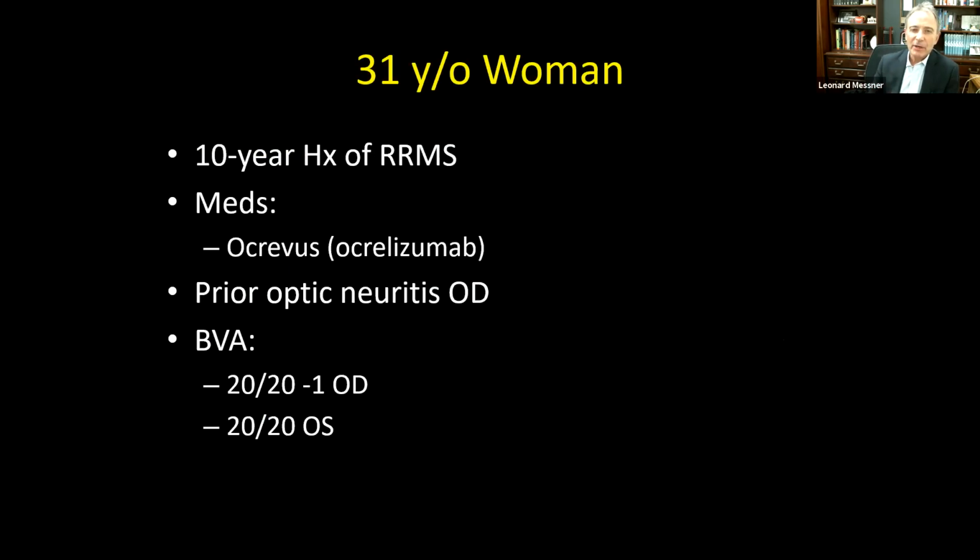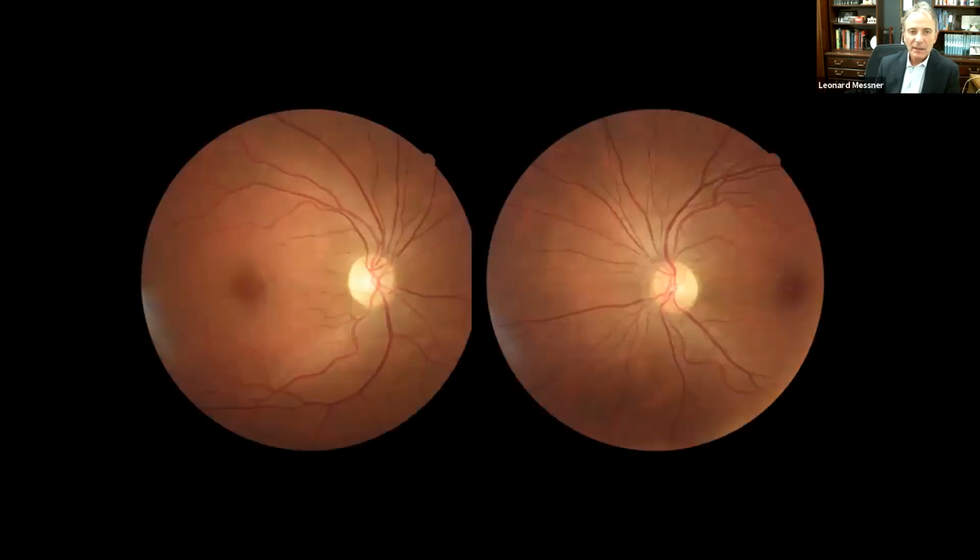Here's a patient, a 31-year-old woman with a 10-year history of relapsing multiple sclerosis. She's undergoing infusion therapy with ocrelizumab. She previously had an episode of vision loss due to optic neuritis in her right eye. Visual acuity is pretty good, 20/20 -1 in the right eye, 20/20 in the left eye. If we look at her optic nerves, there is pretty much a normal appearance to the optic nerve in the left eye. And here we can see, predictably, a little bit of temporal pallor to the optic nerve in the right eye, which is certainly consistent with her prior diagnosis of optic neuritis.